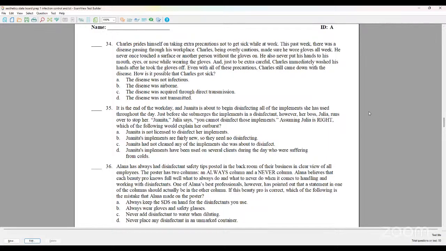Let's look at 34 and we'll go straight. We'll read and go straight to the answers. Charles prides himself on taking extra precautions not to get sick while at work. This past week, there was a disease passing through his workplace. Charles, being overly cautious, made sure he wore gloves all week. He never once touched a surface or another person without the gloves on.